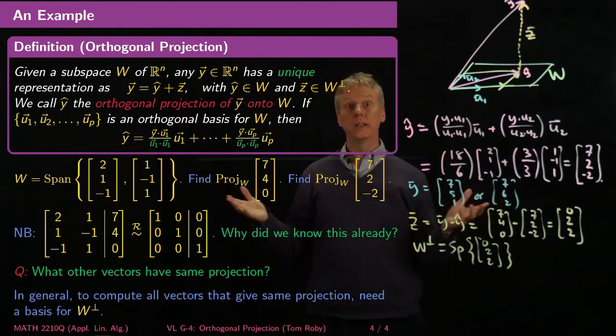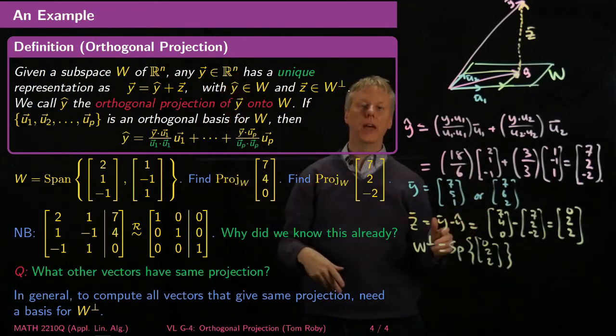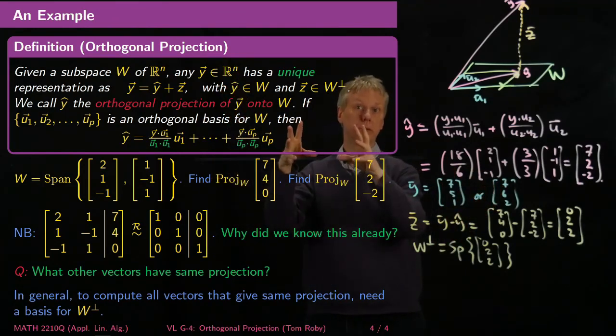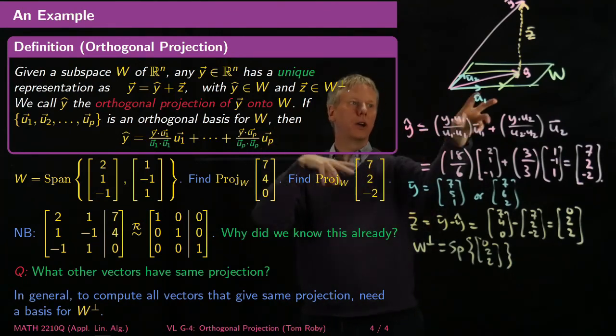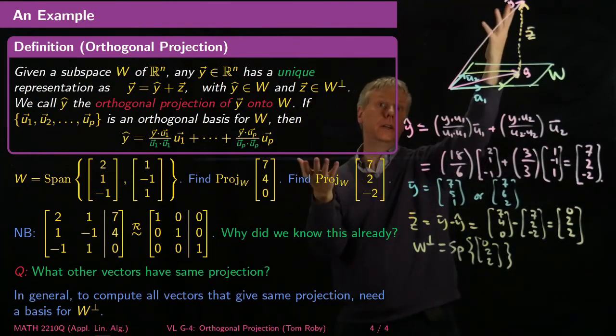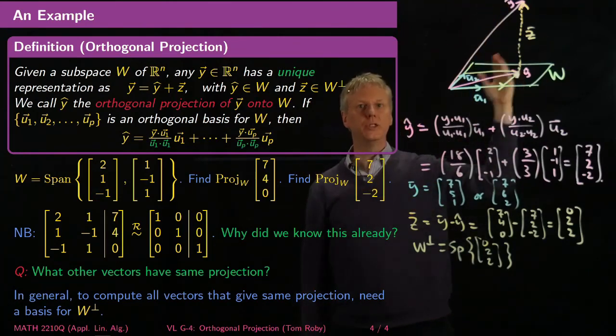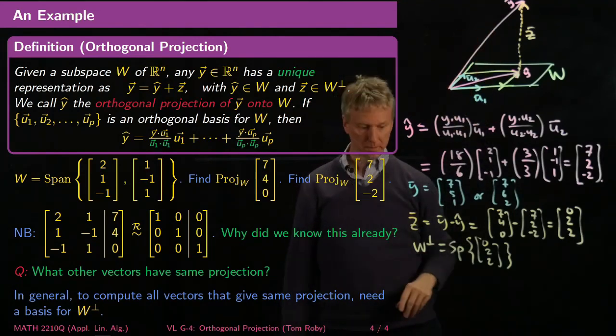Probably the best way to do that is to find an orthogonal basis for all of R^n, and that starts from an orthogonal basis for W. We'll see how this process works later. Start from an orthogonal basis for W, extend it to a basis of all of R^n, and then that extension basis will work, and you can even make it orthogonal or orthonormal if you want.